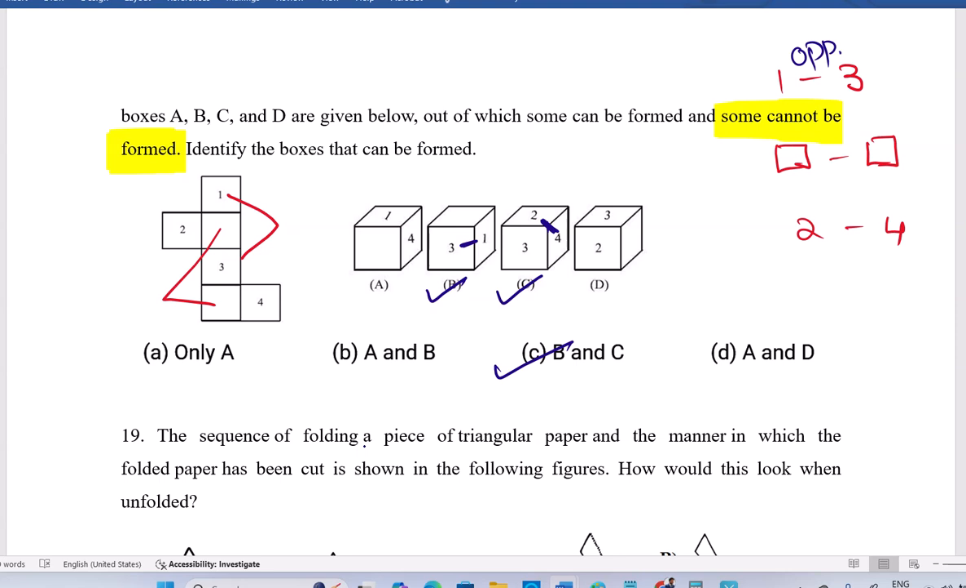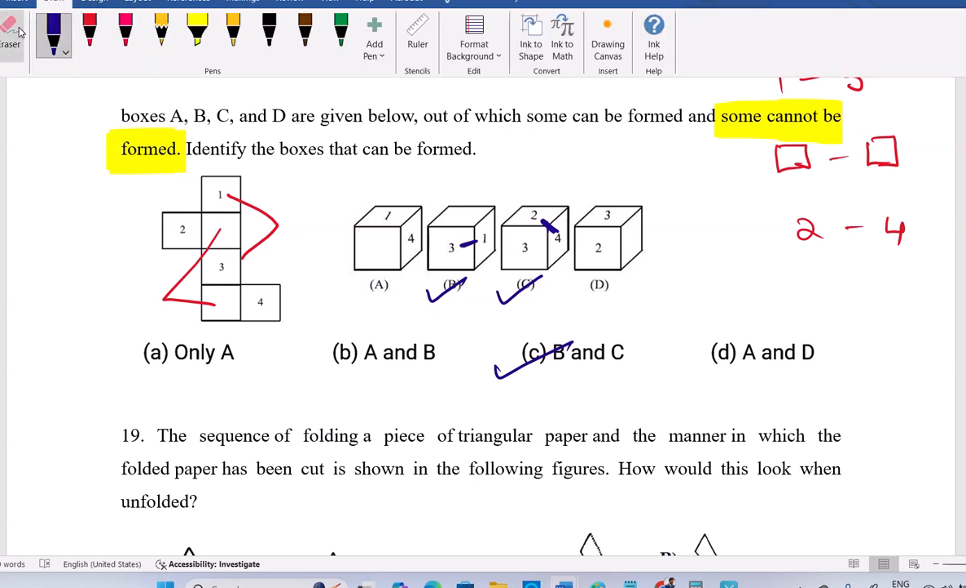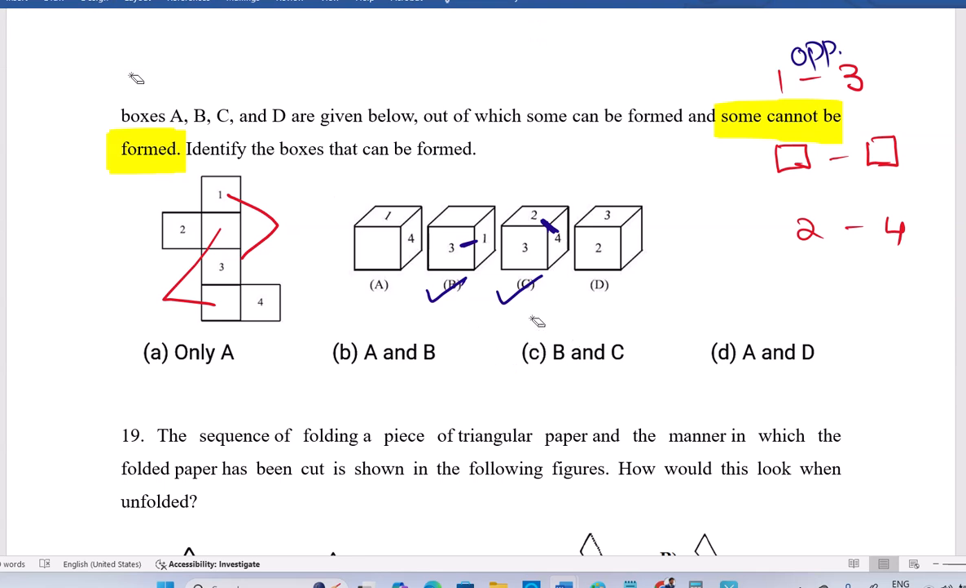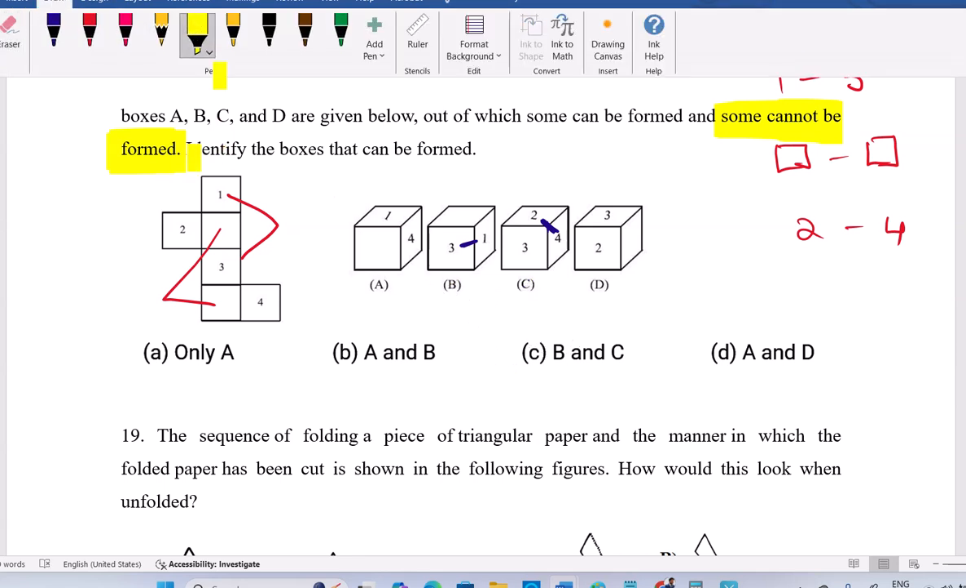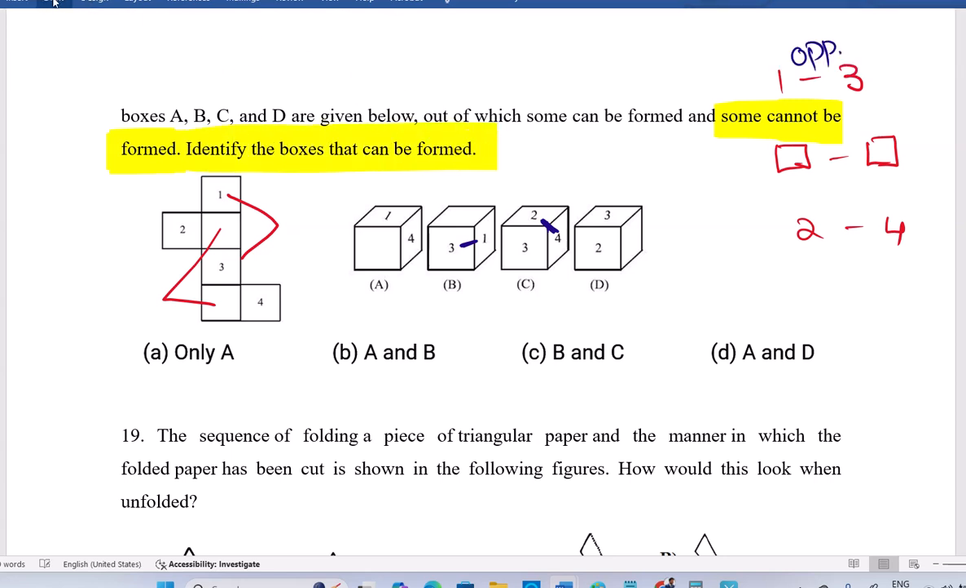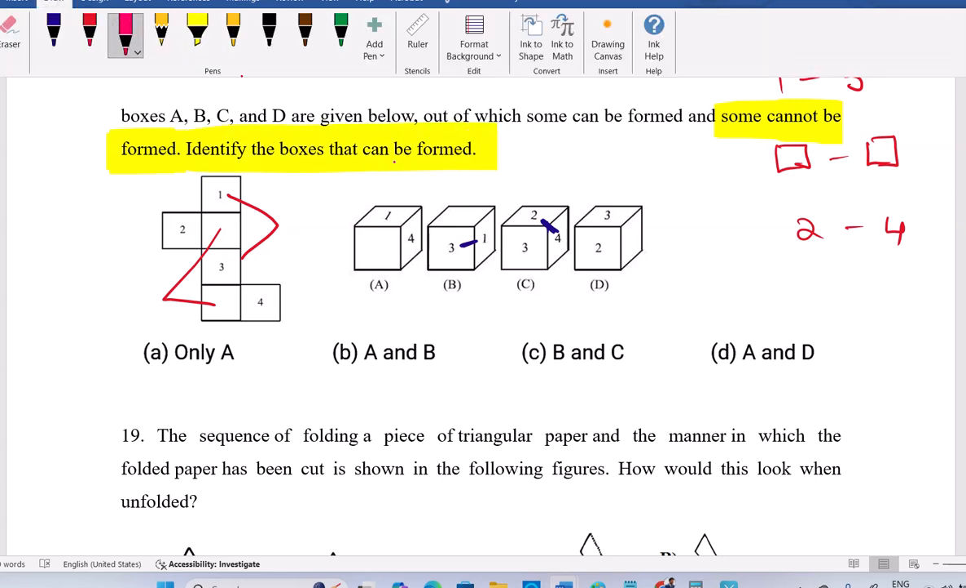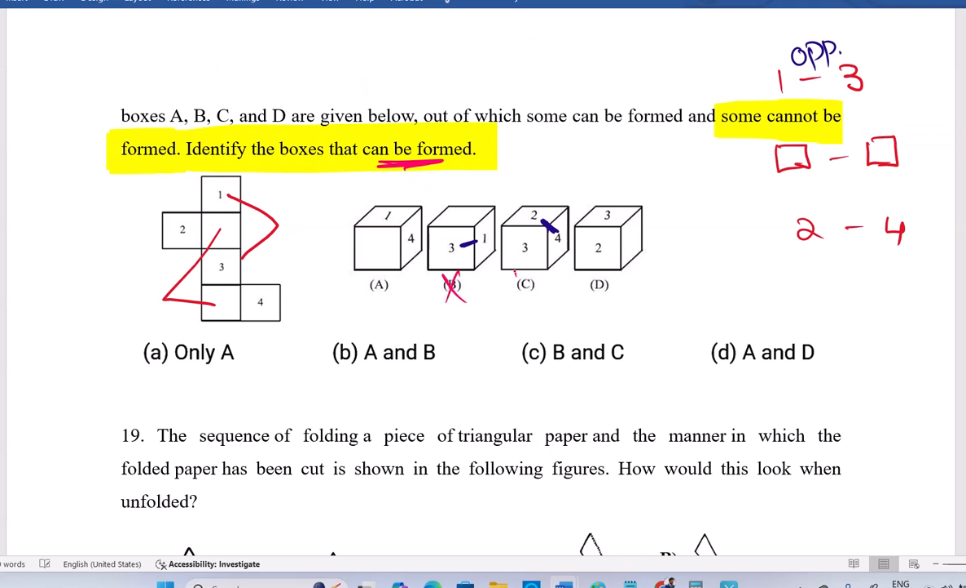Question is, out of which some can be formed, some cannot be formed. What are they asking? Wait, wait. Identify the boxes that can be formed, sorry. That can be formed they want. I don't want B and C. B eliminated, C eliminated, cannot be formed. You want to find which can be formed. Can be formed is what you need to calculate. I don't want B, I don't want C. A is for sure correct, you can identify.